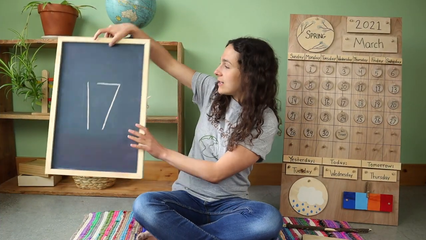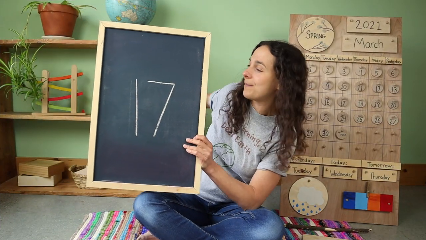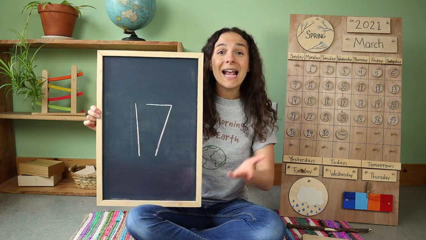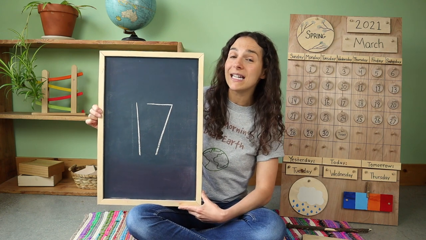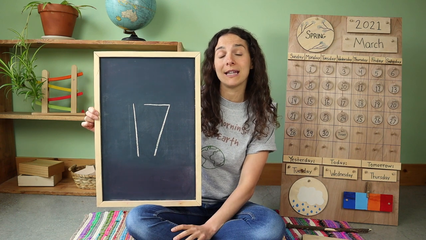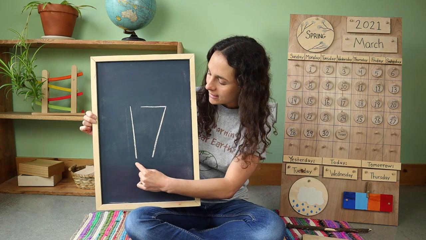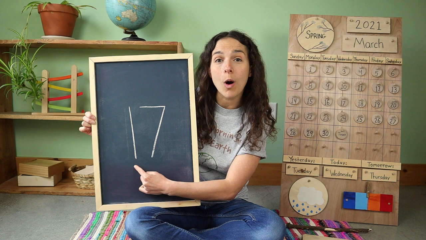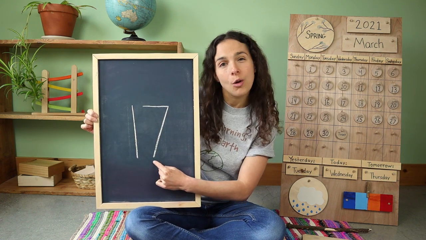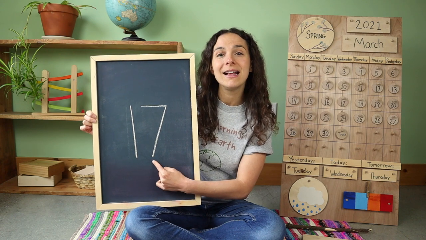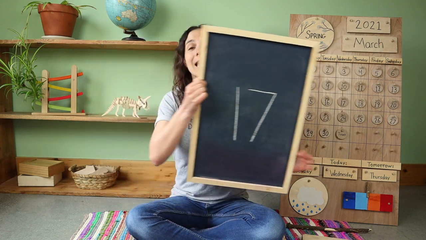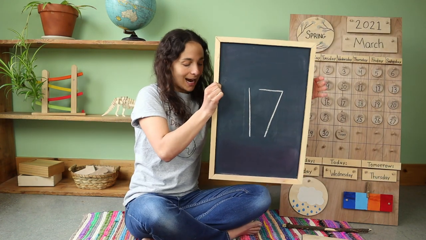Now let's check out the number of the week. Do you remember what number this is? 17. And 17 is a double digit number because you have to write two numbers when you write the number 17. What number is this? 1. And after you write the number 1, you write this number. What number is this? 7. That's right. 17.